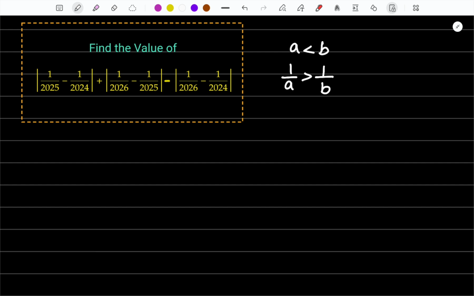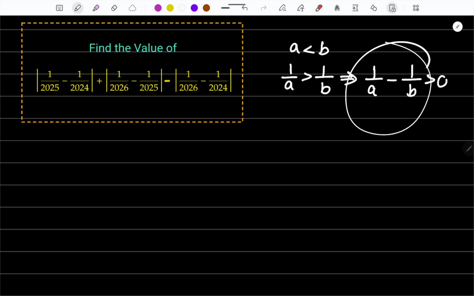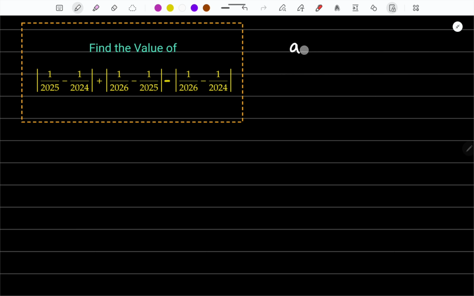Here a is less than b, then 1 by a is greater than 1 by b. Therefore, here 1 by a minus 1 by b is greater than 0. From this, what can you understand? 1 by a minus 1 by b value will be greater than 0 if a is less than b. Okay. Now let us take another case.